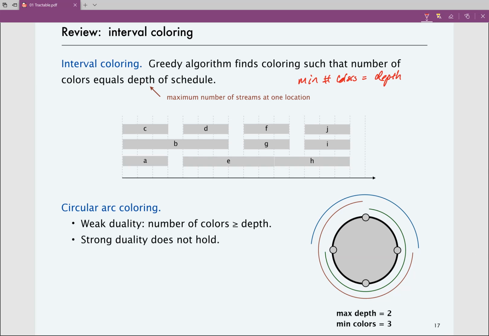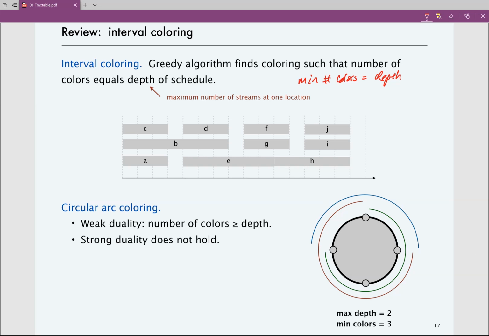And for circular arc coloring, we have something similar but weaker. We have that the number of colors is at least the depth. So the number of colors can actually be larger than the depth, but it's never less than the depth. Just to give an example where the number of colors that you need is larger than the maximum depth: if you look at this example over here, the maximum depth at any time point is always going to be 2. However, you see that it's going to take at least 3 colors to color this graph.